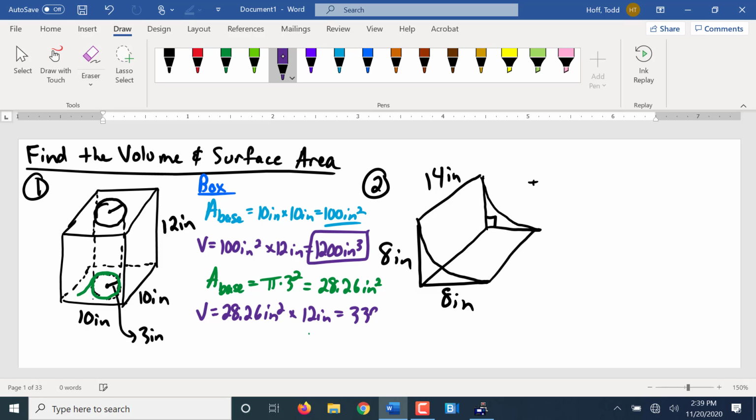339.12 cubic inches. So we just multiply that area of the base, 28.26, the area of that circle, times that height of 12 inches again. You get 339.12 cubic inches.